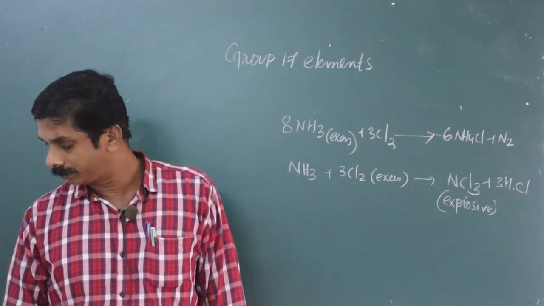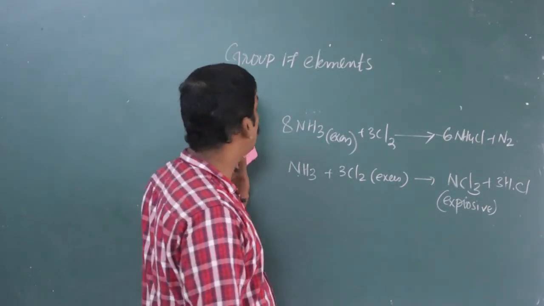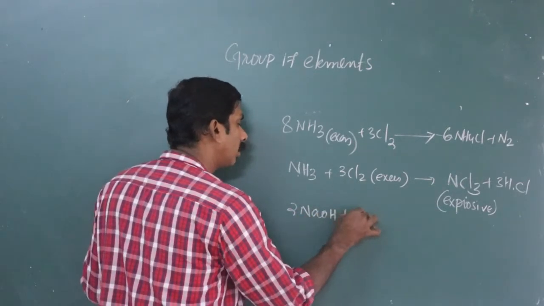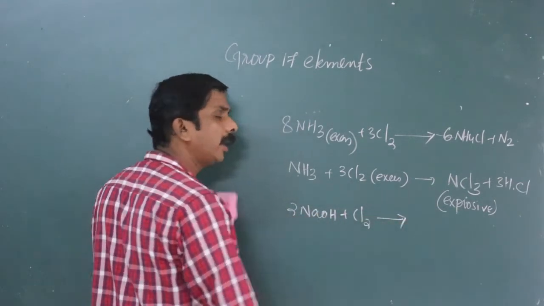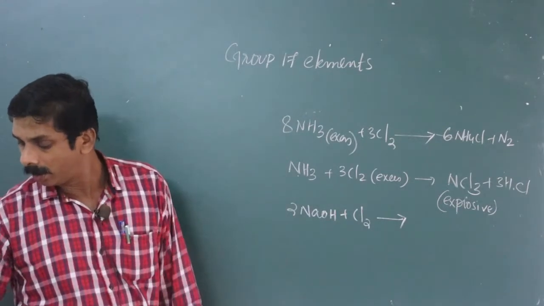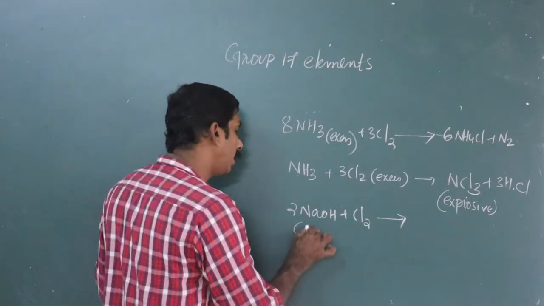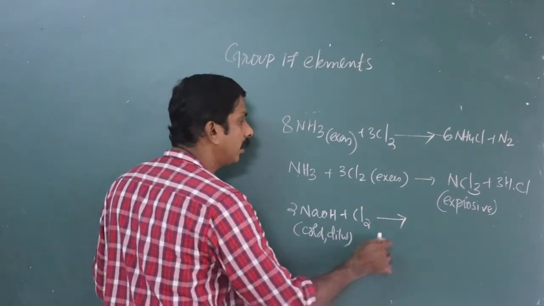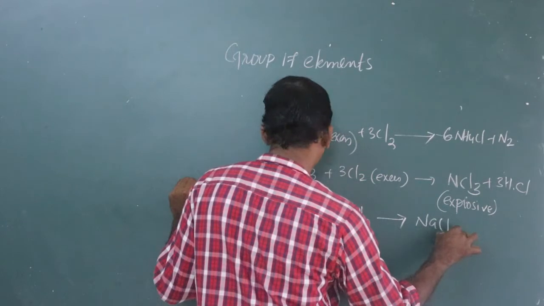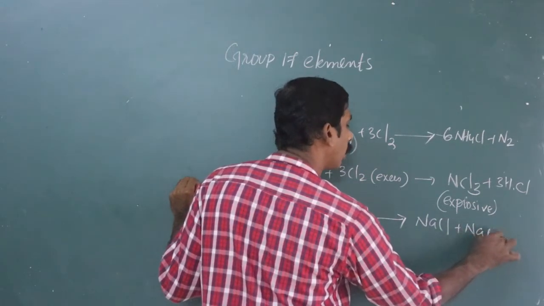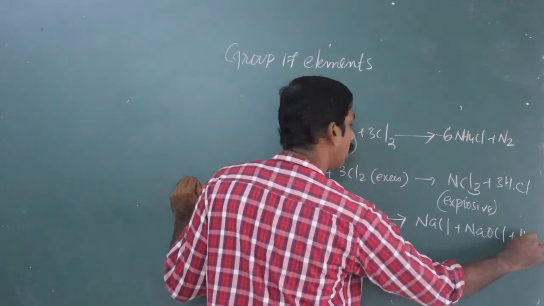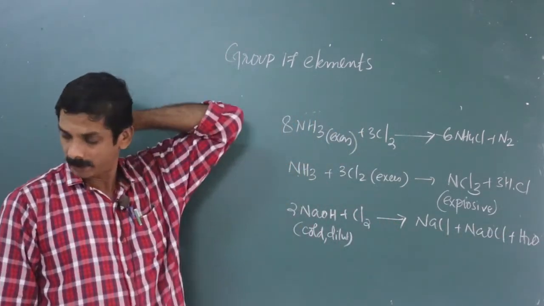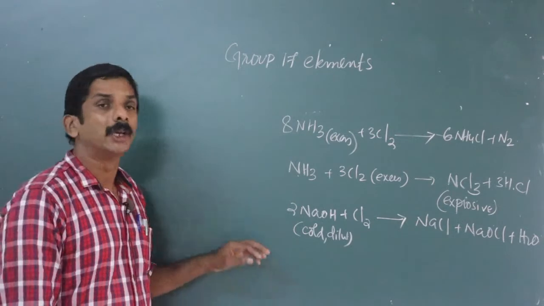Similarly, the reaction of chlorine with cold dilute alkali gives NaCl plus sodium hypochlorite plus H2O.